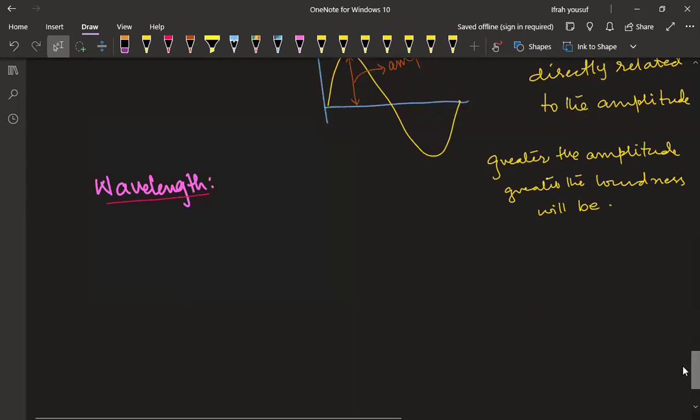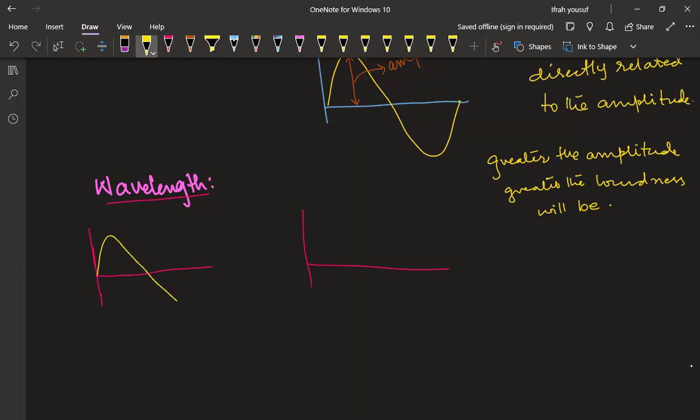अच्छा. Now, if I give you two waveforms, right? And again, I ask you to differentiate between these two waveforms. ठीक है? तो अब देखें अब आप. This is one wave. Say this is wave A. And say this is wave B. ठीक है? Now, is there any difference between these two waves?